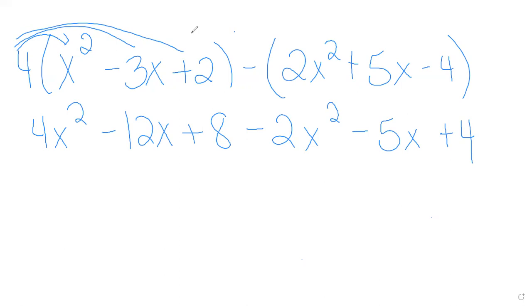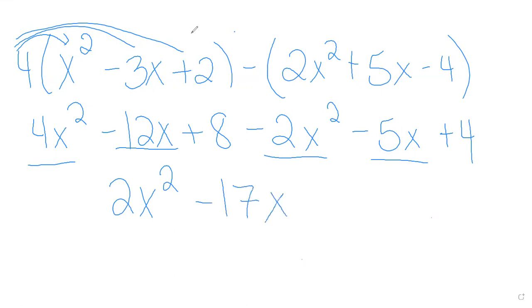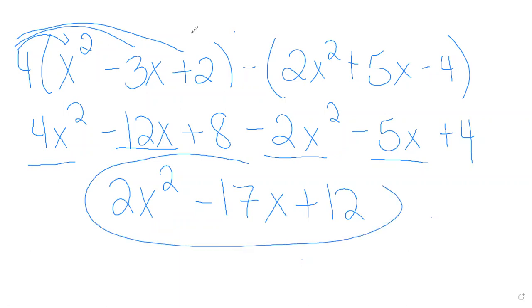Now you can go through and combine your like terms. So we have a 4x squared here. We have a -2x squared here, so 4 minus 2 would be 2, and then we keep our variable x squared. Then we have a -12x and a -5x, so -12 minus 5 is -17x. And then we have a +8 and a +4, and so that is +12.